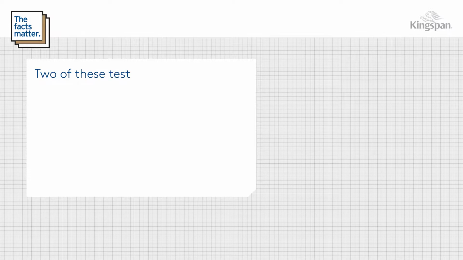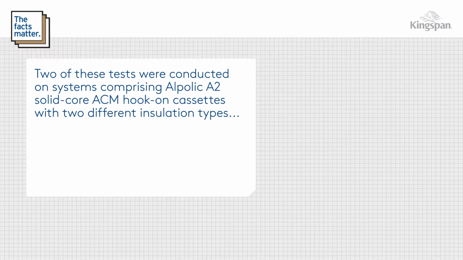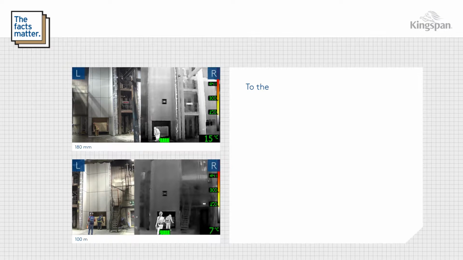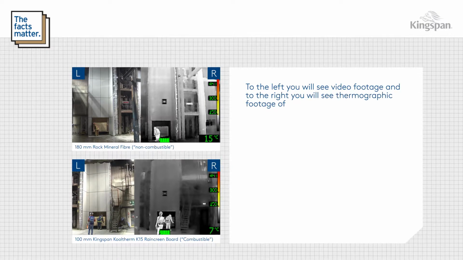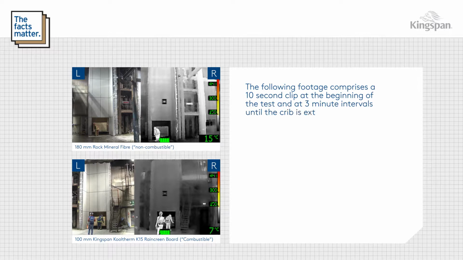Two of these tests were conducted on systems comprising Alpolic A2 solid core ACM hook-on cassettes with two different insulation types. To the left, you will see video footage, and to the right, you will see thermographic footage of the same tests. The following footage comprises a 10-second clip at the beginning of the test and at 3-minute intervals until the crib is extinguished at 30 minutes.